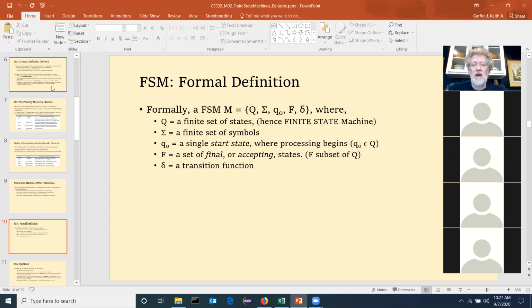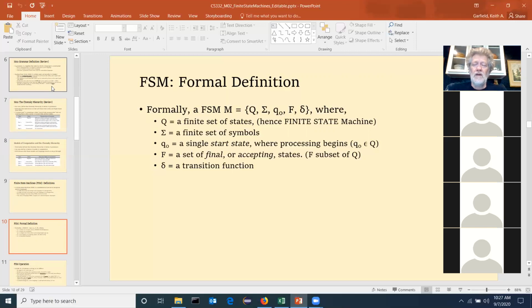And the 5 tuple is capital Q, a finite set of states. That's why it's a finite state machine. Sigma, which we're already familiar with, that's the alphabet. Q naught is the designation for the state that you start in. F, capital F, that's the set of final or accepting states. And then delta is the transition function.